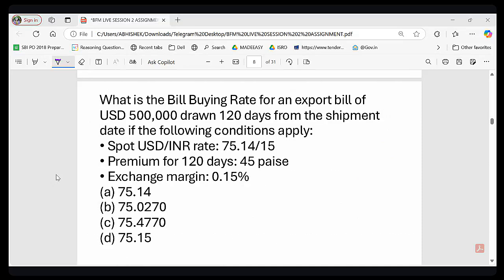So now first let's break it down. The question involves an export bill. As you can clearly see written here, the question involves an export bill, right? Is the bank buying or selling US dollar in this case? Type your answer in the chat box. What do you think? Is the bank buying dollar or selling dollar? Just type buy or sell, whatever you think is correct.